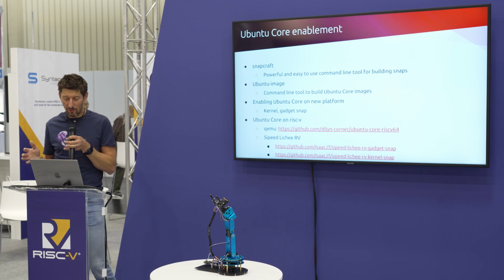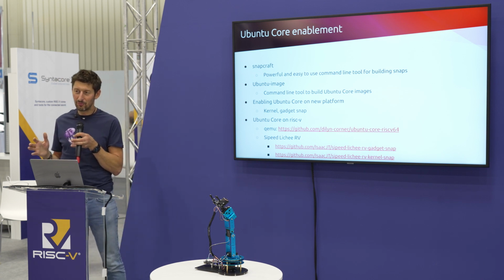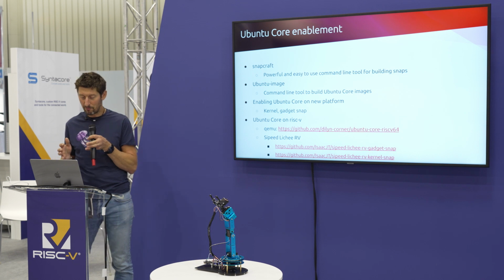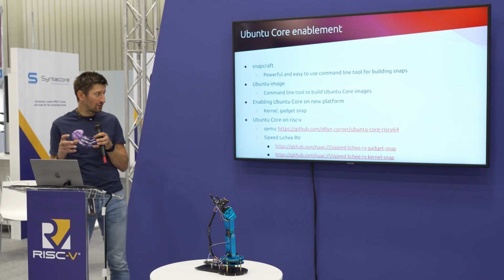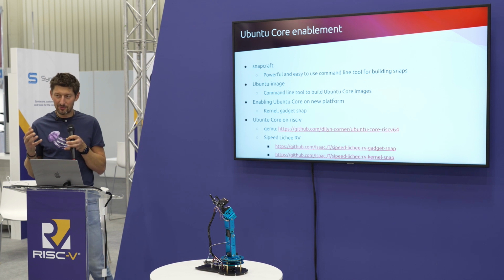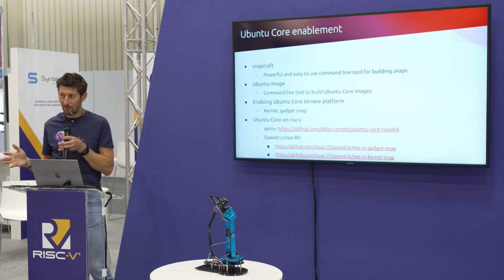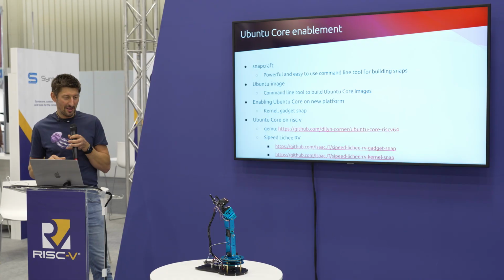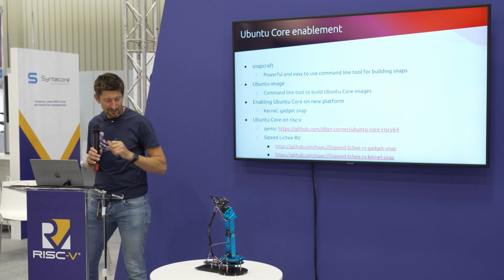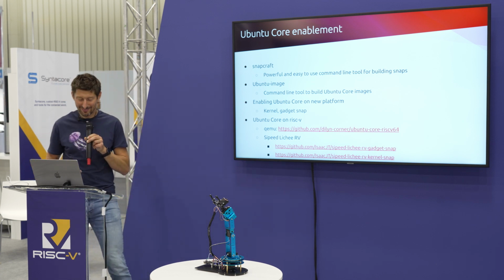Then there is Ubuntu Image, again a command line tool that allows you to build a final Ubuntu Core image that you can then flash to your board. For that, all you need to enable is the gadget and kernel snap. The rest of the system is coming from Ubuntu. We have the kernel and all the other parts of the system ready for RISC-V already. We enabled RISC-V on QEMU as an example, and there's a link to the GitHub repository. We also enabled it on the Sipeed Lichee RV, and that's this little robot here, thanks to my colleague.